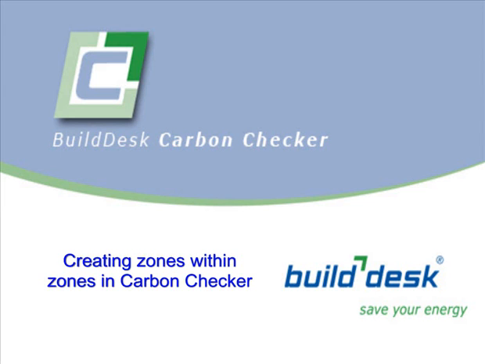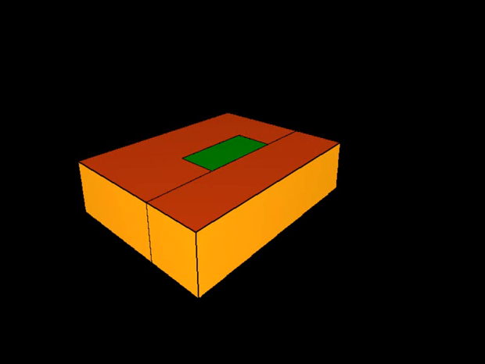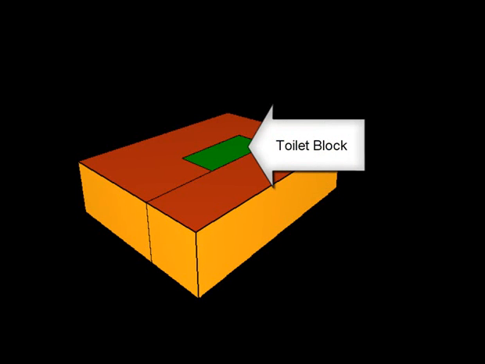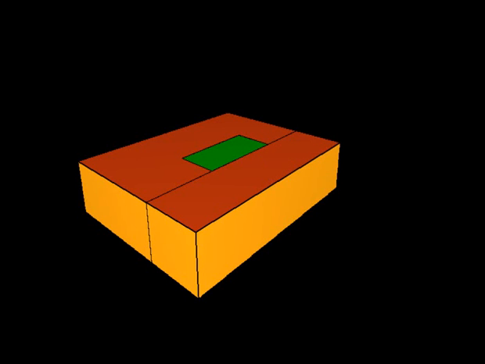In some buildings, you have zones within zones in SBEM calculations. This demonstration shows you how to input such areas in Carbon Checker. Here is a 3D example of a zone within a zone. The red area is an office surrounding a toilet block in green. It is this zone within a zone that we're now going to create.